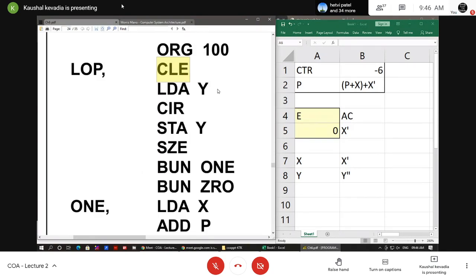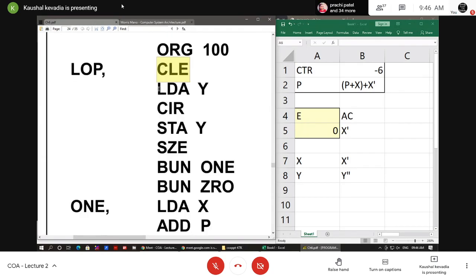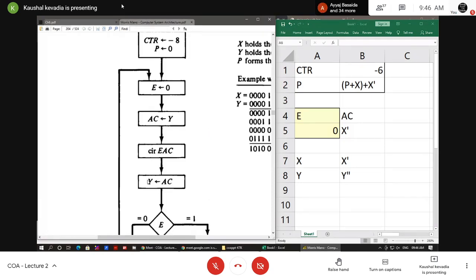Then LDA Y, load the accumulator with the Y, तो यहाँ पे भी सेम ऐसी के अंदर हम Y लोड कर रहे हैं, तो यहाँ पे मैंने सेम लिखा है LDA Y, then circular right shift CIR, then store that value into the Y, STA Y. ओके, तो यहाँ तक का टास्क कंप्लीट हुआ. ओके, एक्यूमुलेटर की वैल्यू अगेन मैंने Y के अंदर शिफ्ट कर ली है.